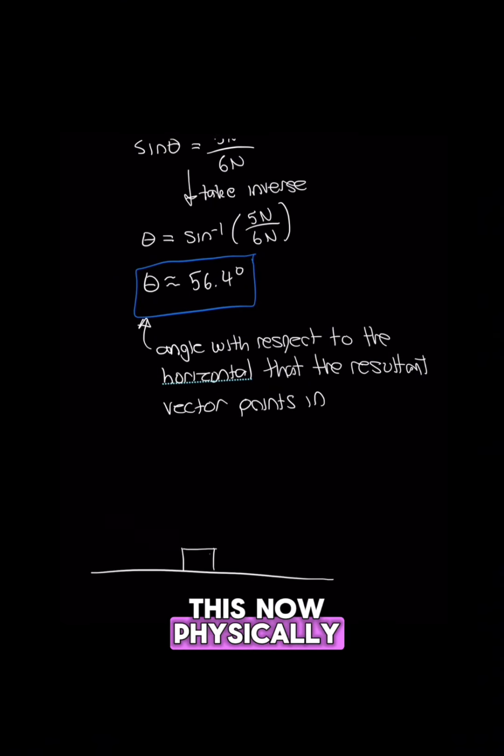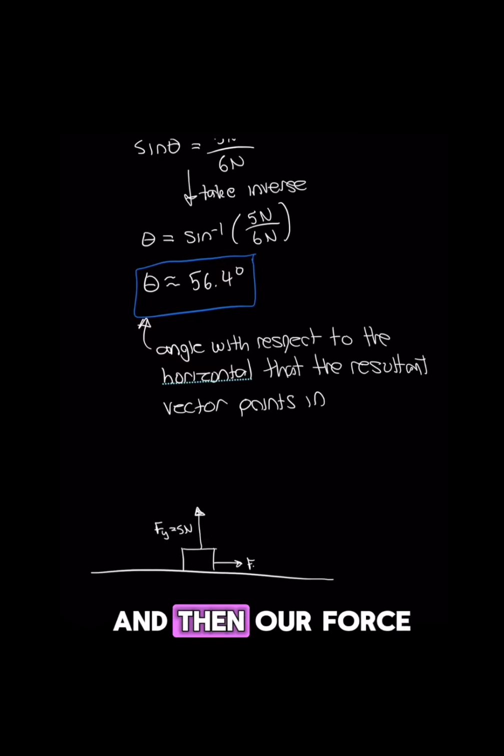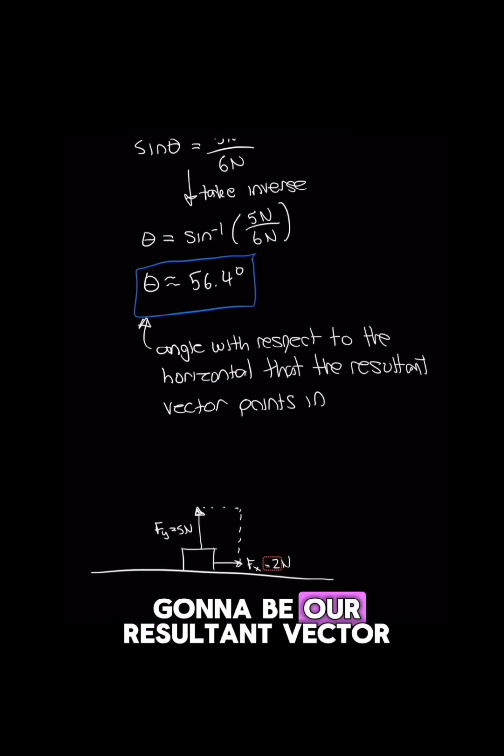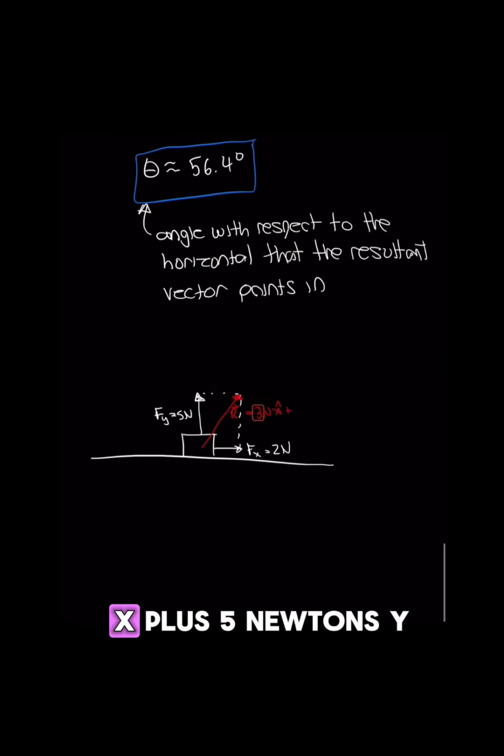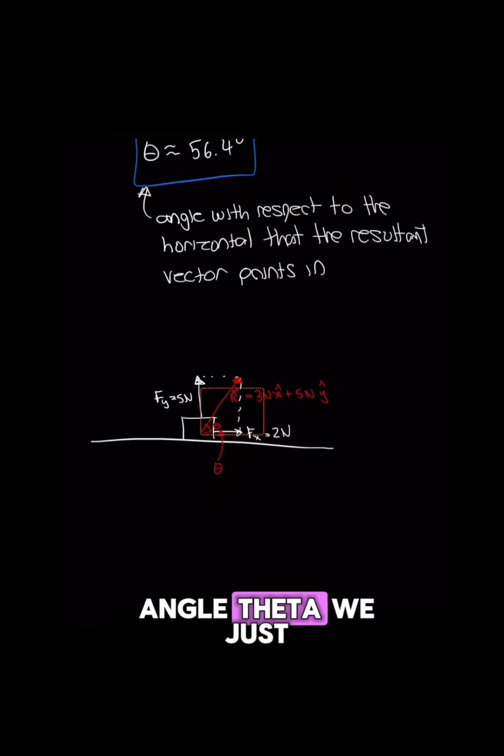So we can draw this now physically. If we draw our force in the y and then our force in the x, we can see this is going to be a resultant vector equal to 3 newtons x plus 5 newtons y. And this is our angle theta we just solved for.